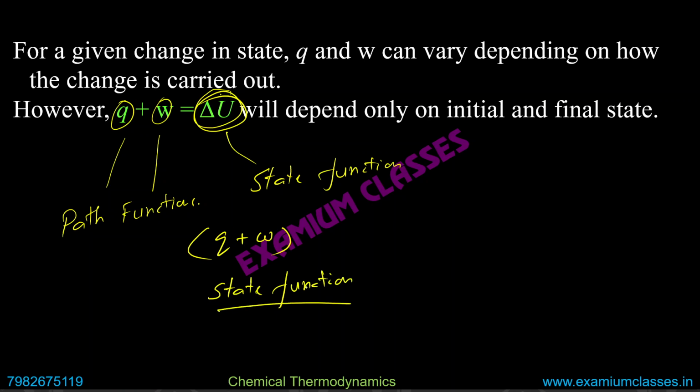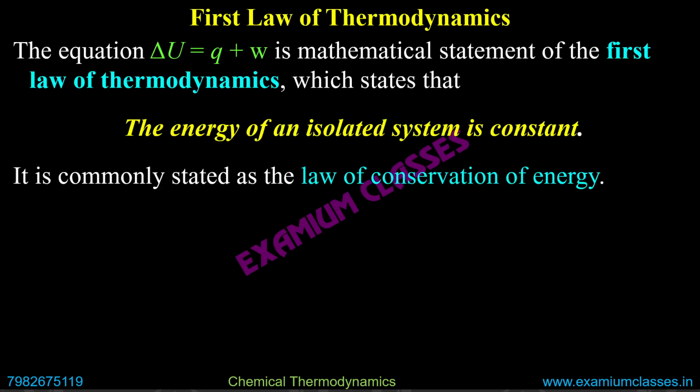Q plus W is equal to delta U, which is a state function. So this whole sum is actually a state function. Individually, yes, Q and W are path functions. So this is actually the first law of thermodynamics, the mathematical form. If I write it in words, I will say the energy of an isolated system is constant.